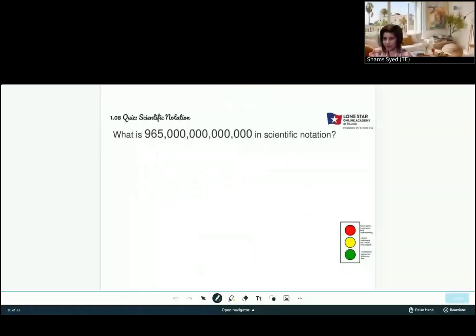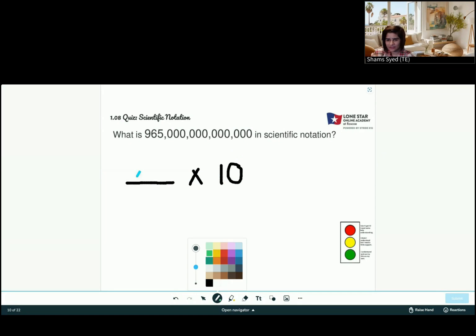Here is probably the third variety of question 2. I will write it in scientific notation. I will have a number times 10 to a power. The power is going to be positive. Well, what is going to go in the blank? The blank will have a number 1 or more, but less than 10.